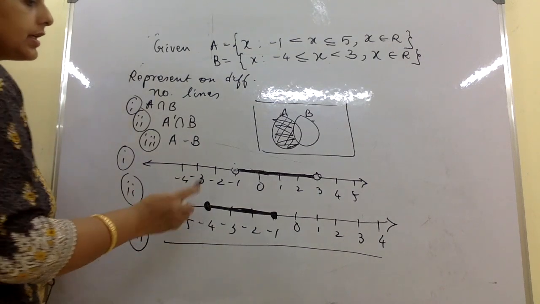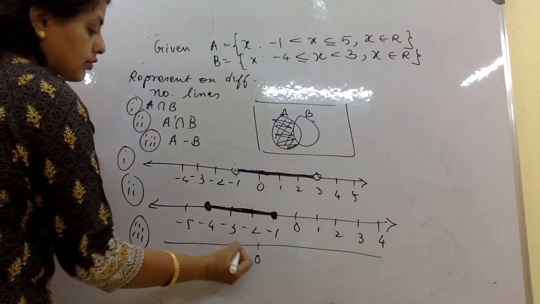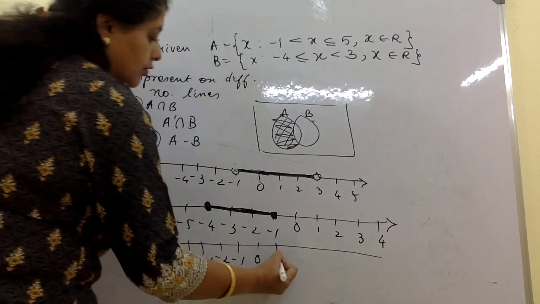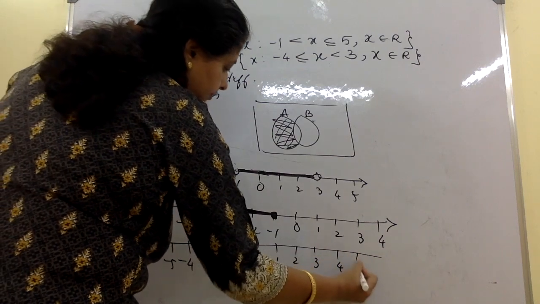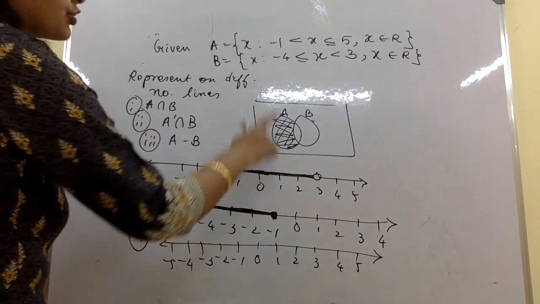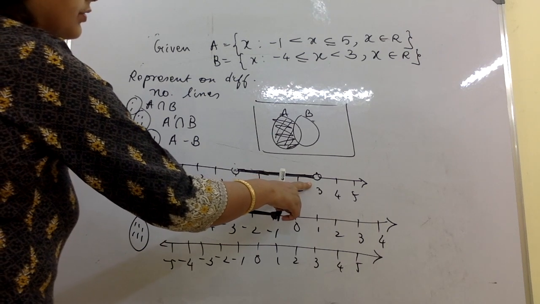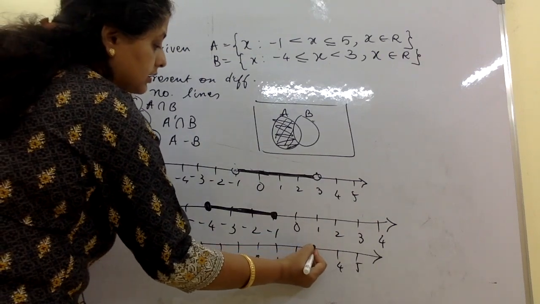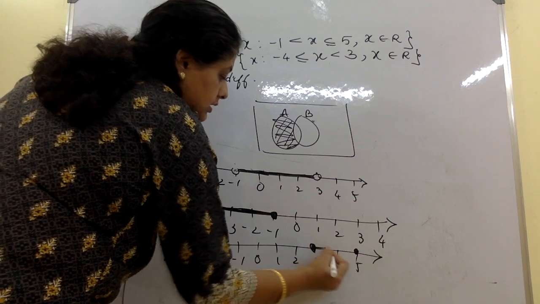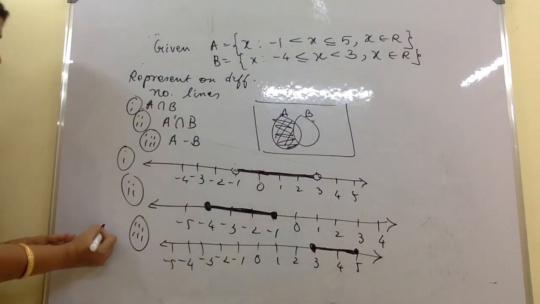So I am now drawing A minus B, where I'll throw out this portion and then take the rest of A. So if I take 0, -1, -2, -3, -4, -5 and 1, 2, 3, 4 and 5. Okay. Then I will have to take only the remaining portion. So after 3, I can include 3 because that is not there in B. Okay, I'll include 3. So dark circle in 3 and I will go till 5. So dark circle in 5. So this is the portion which is A minus B. Okay, so here is my A minus B.